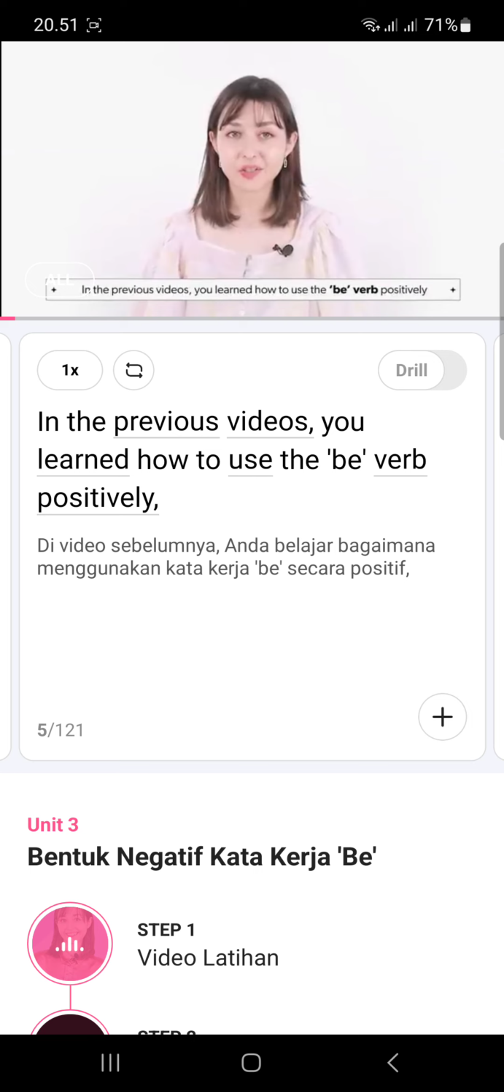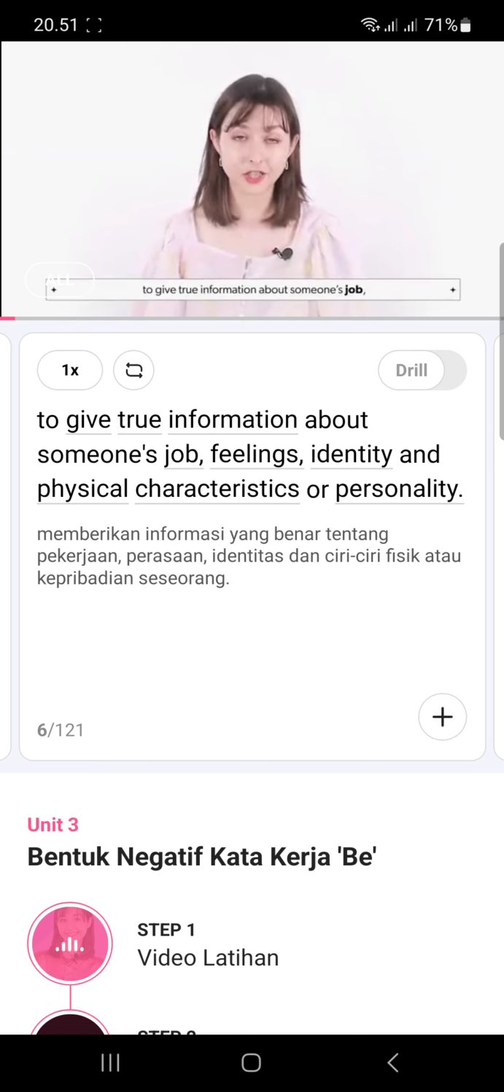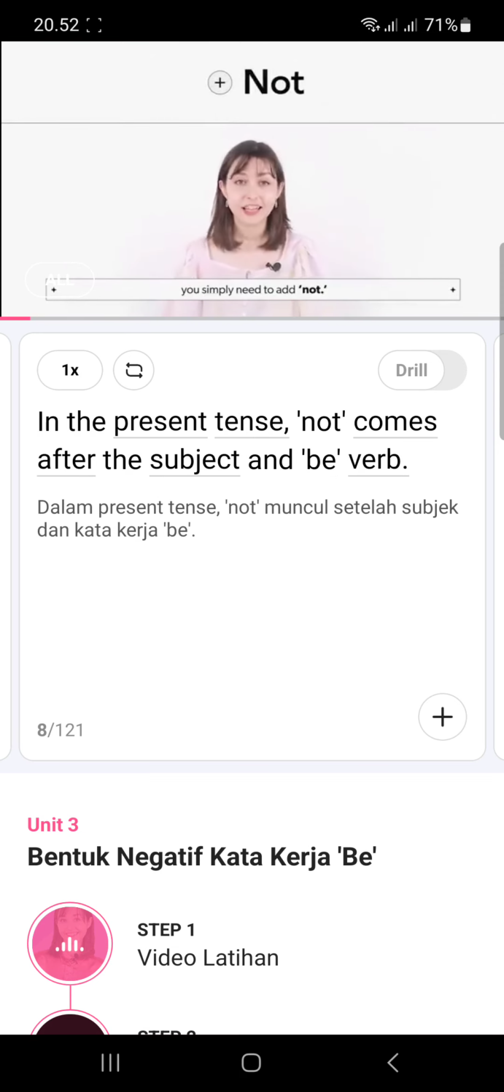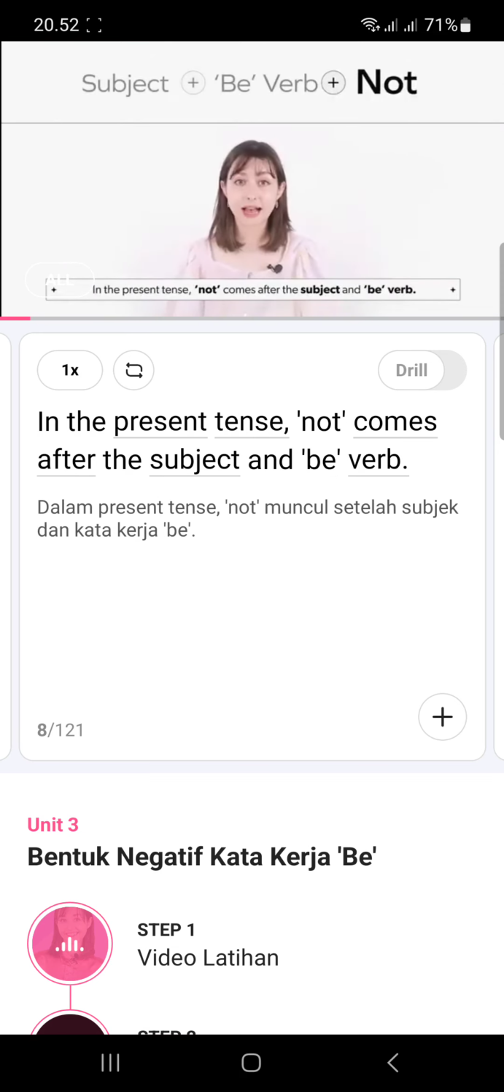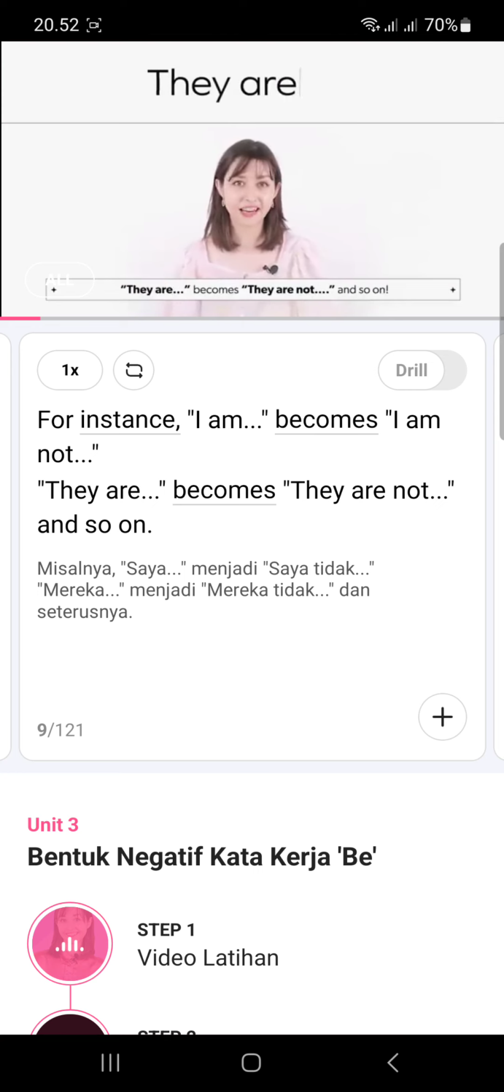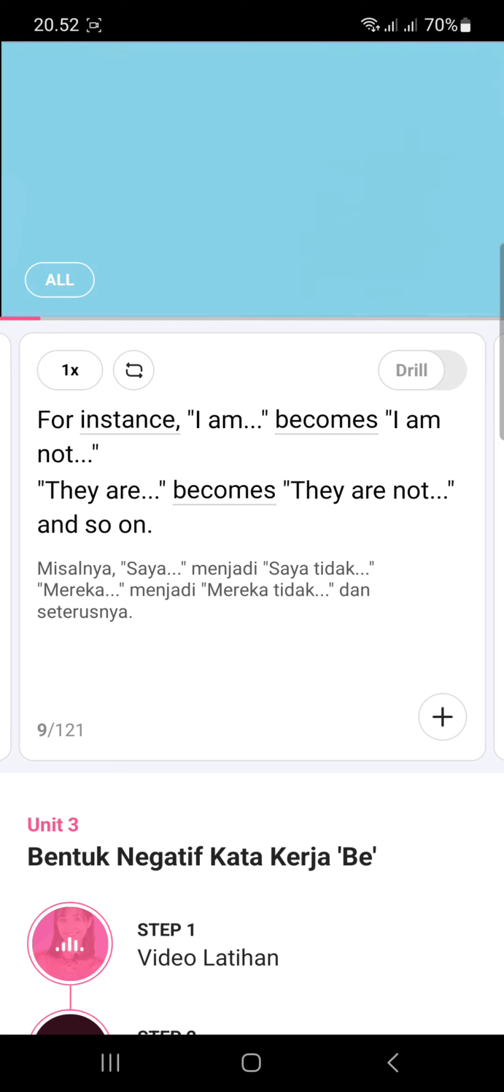In the previous videos, you learned how to use the be verb positively to give true information about someone's job, feelings, identity, and physical characteristics or personality. When you want to say that something is not true about someone, you simply need to add not. In the present tense, not comes after the subject and be verb. For instance, I am becomes I am not. They are becomes they are not, and so on.